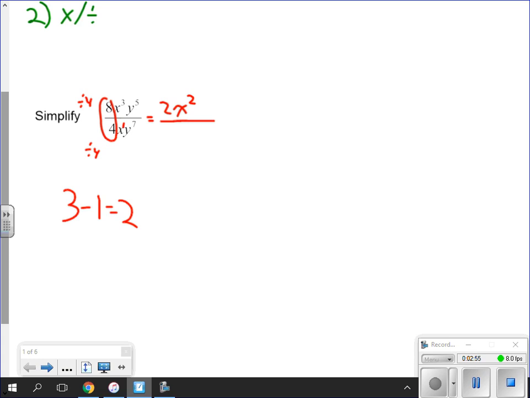Now I do the same thing for my y's. I have 5 and 7. So I take 7 minus 5. Once again, I get 2. So I end up with y squared. Now where does it go? In the numerator or the denominator? 7 is bigger. It's in the denominator. The bigger exponent's the denominator. So that means my y squared goes in the denominator.